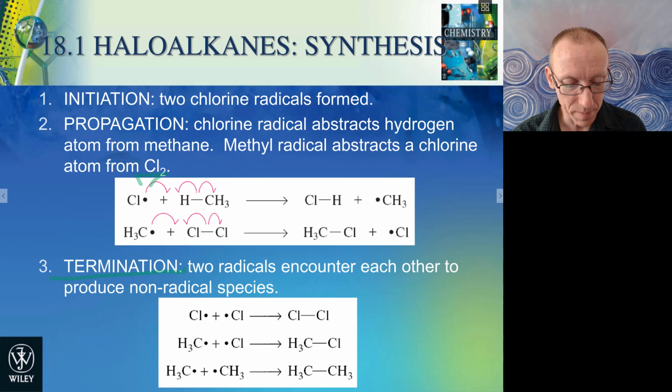And then finally there's termination events. So each of these propagation events take radical species and make new radical species. Termination events take two radical species and generate non-radical species. So two chlorine radicals can come together to make dichlorine. A methyl radical can react with a chlorine radical and make chloromethane, or two methyl radicals can come together to make ethane. And so each one of these termination events is going to be happening during the reaction.